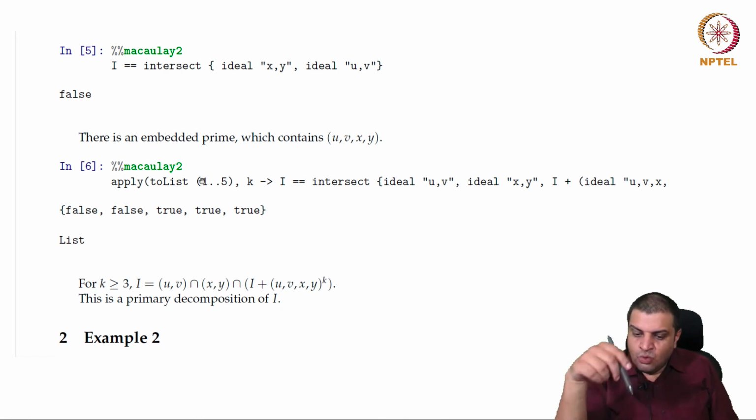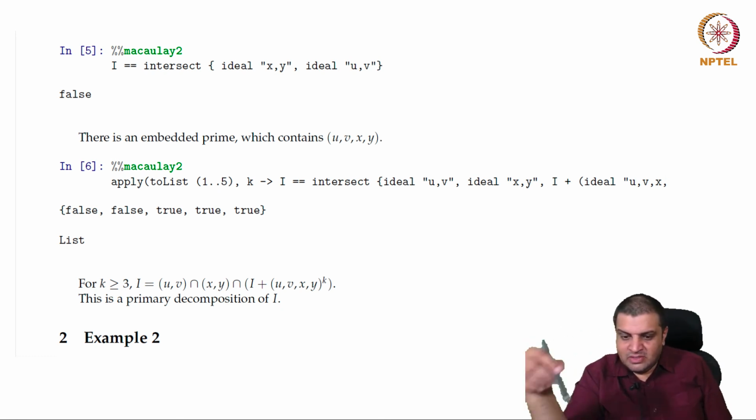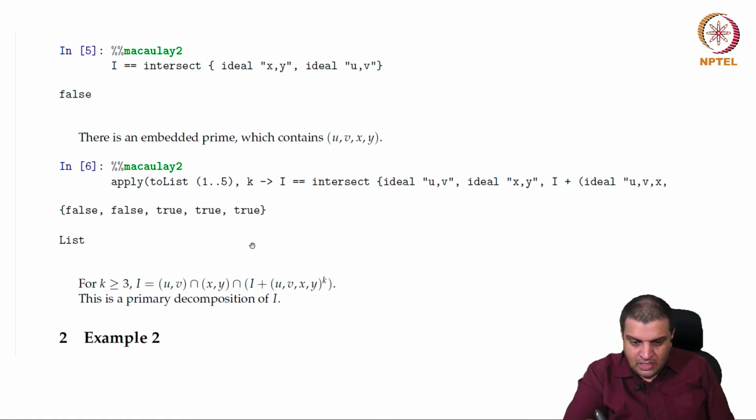So this is code which I will type in the exercises, since it has gone outside the file. We're running an apply command over the elements of a list. ToList 1..5 means construct a list with elements 1, 2, 3, 4, 5. For each k we ask: is I equal to something? The something is the intersection of (u, v), (x, y), and a third ideal which is I plus the ideal of all the variables to the kth power. That's what this expression is.